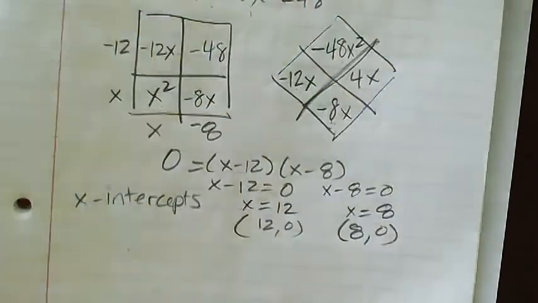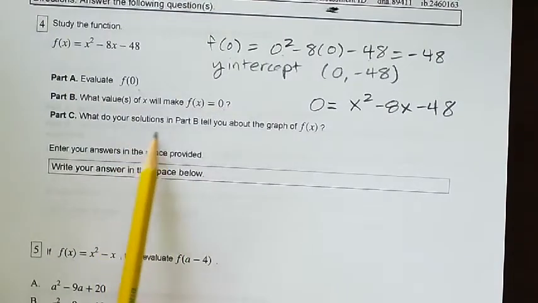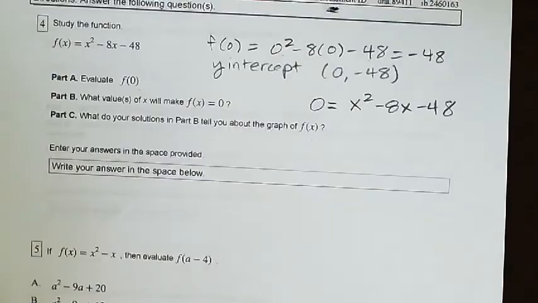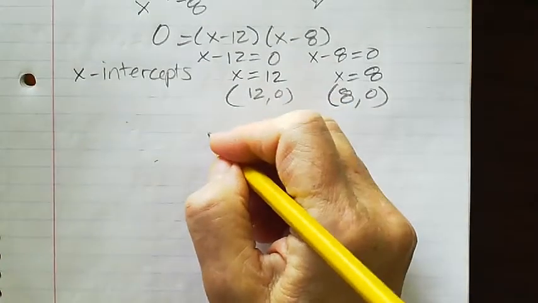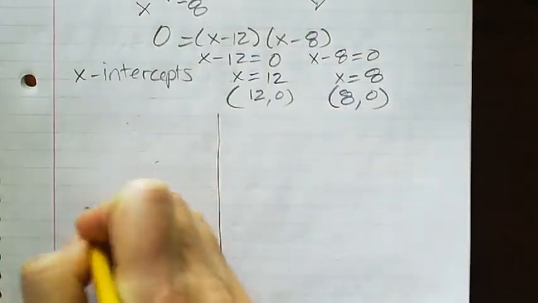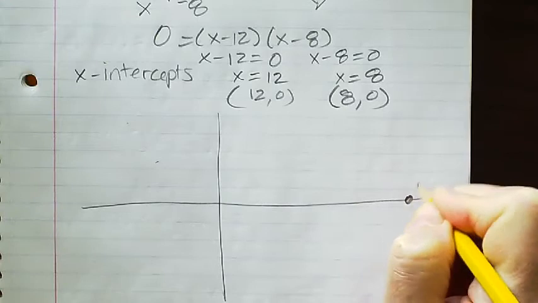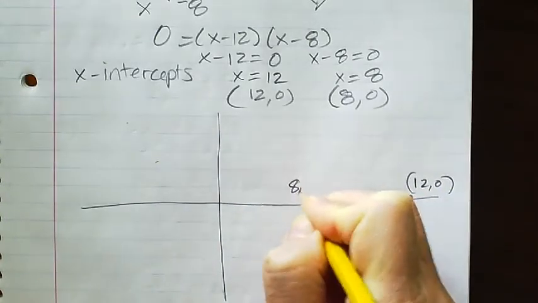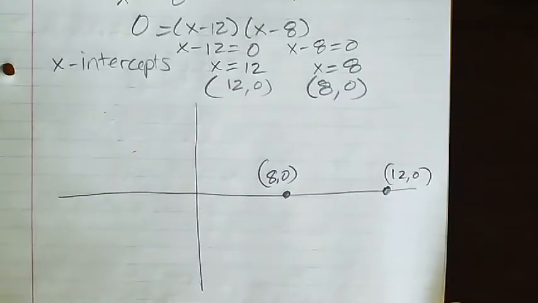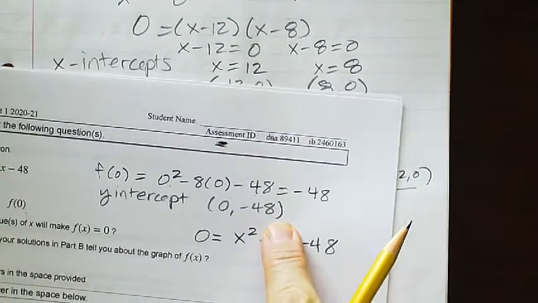Okay, and then it said, what do your solutions tell you about the graph of f of x? So you know you've got x-intercepts. Let's just do a rough sketch. x-intercepts at (12, 0) and (8, 0). And you know you've got a y-intercept of negative 48.